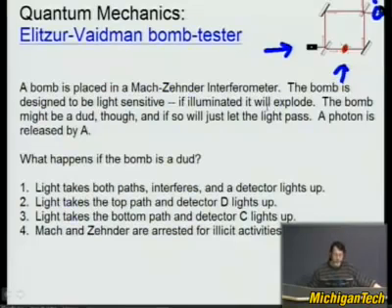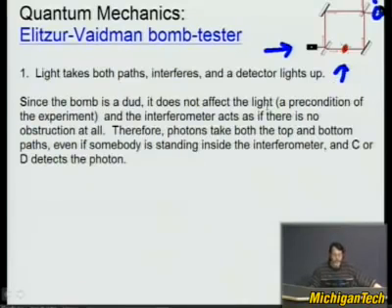And the answer would be 1. Light takes both paths for the dud, and a detector lights up. Since the bomb is a dud, it does not affect the light path, a precondition of the experiment, and the interferometer acts as if there is no obstruction at all. Therefore, photons take both the top and the bottom paths, and even if somebody is standing inside the interferometer right here, they can take both paths.